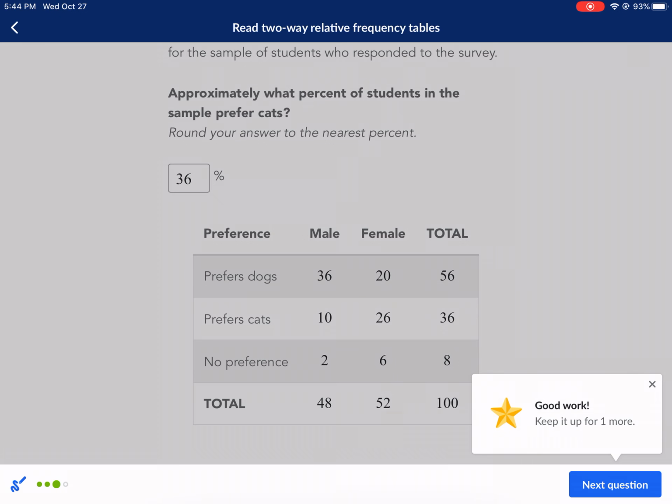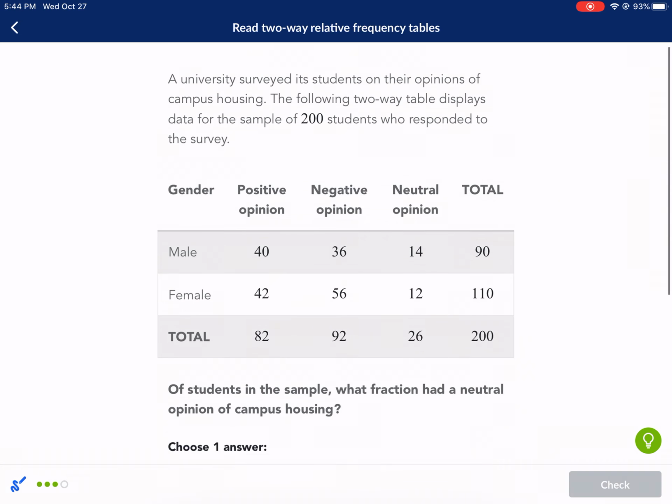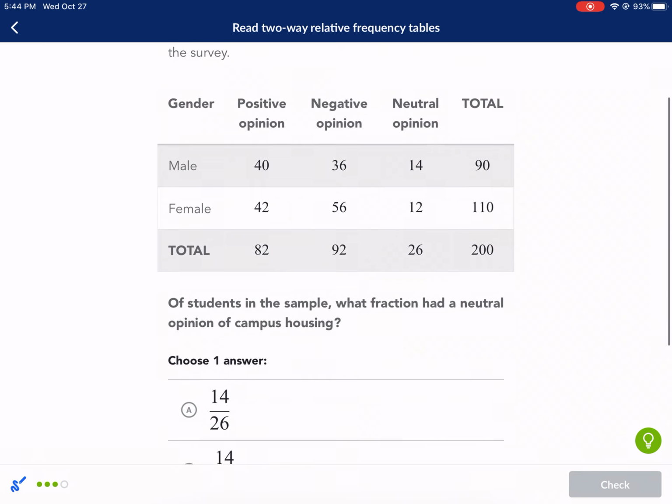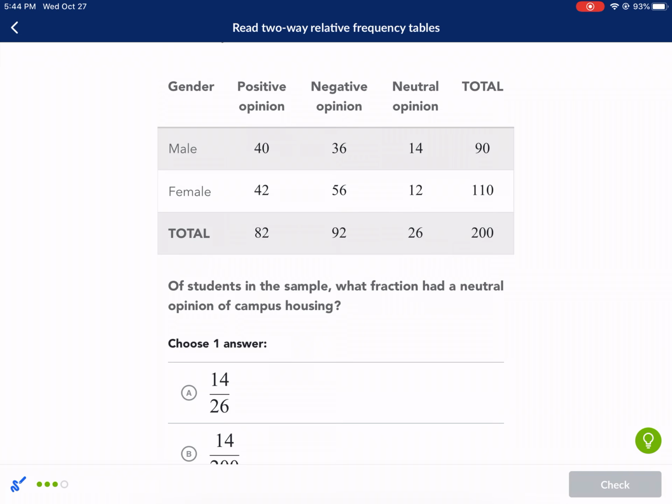There we go. Okay, last question. I thought I hit next question. There we go. All right, so we have positive opinion. Okay, same thing, male and female. Of students in the sample, what fraction had a neutral opinion of campus housing?